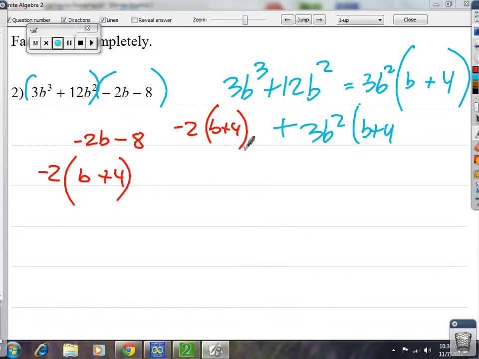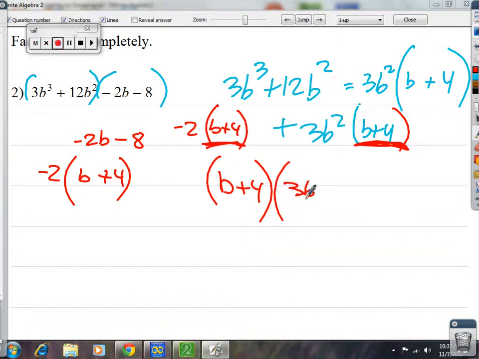to what we got from our first group, they each have a common b plus 4. So now let's factor out the common factor, the b plus 4. If you factor out a b plus 4 from each one, you're going to have b plus 4 times 3b squared minus 2, or plus a negative 2. And that's your answer.